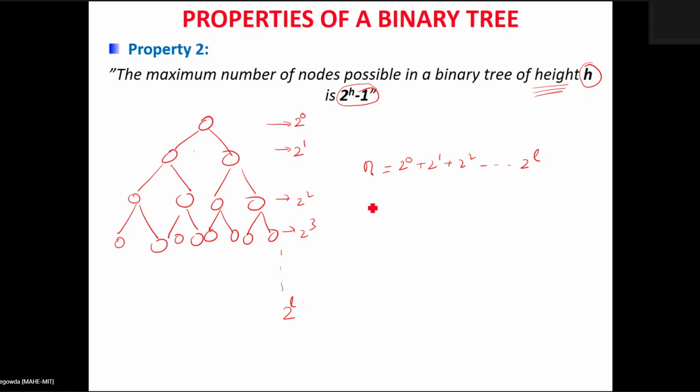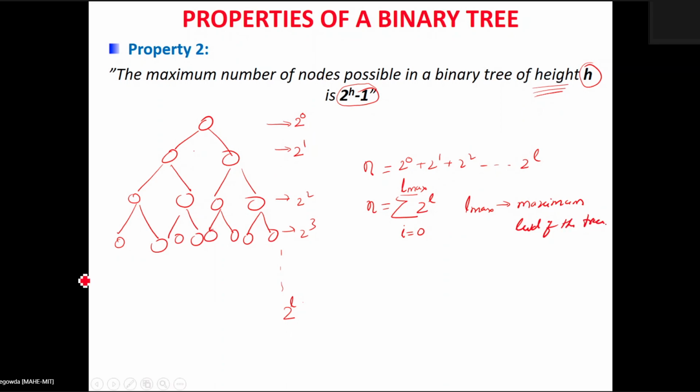So I can write this in summation format. That is written as n is equal to summation i equals 0 to L max of 2 power of i. L max is the maximum level of the tree. There may be, say, L max equal to 5 or 6 or anything.